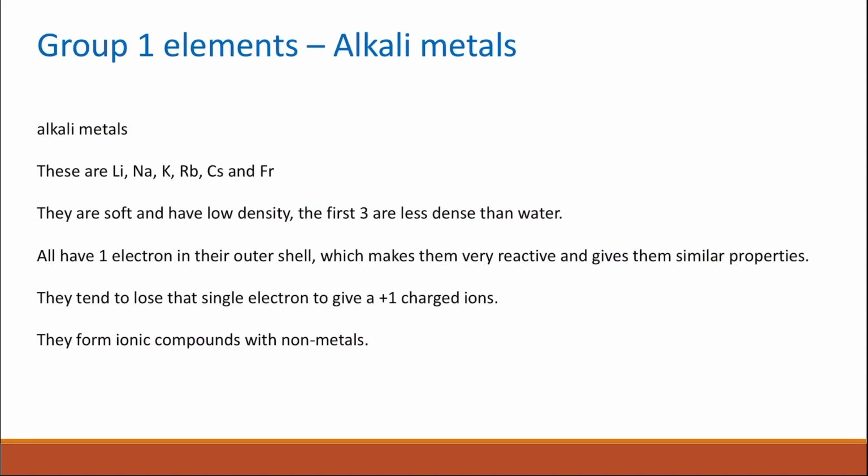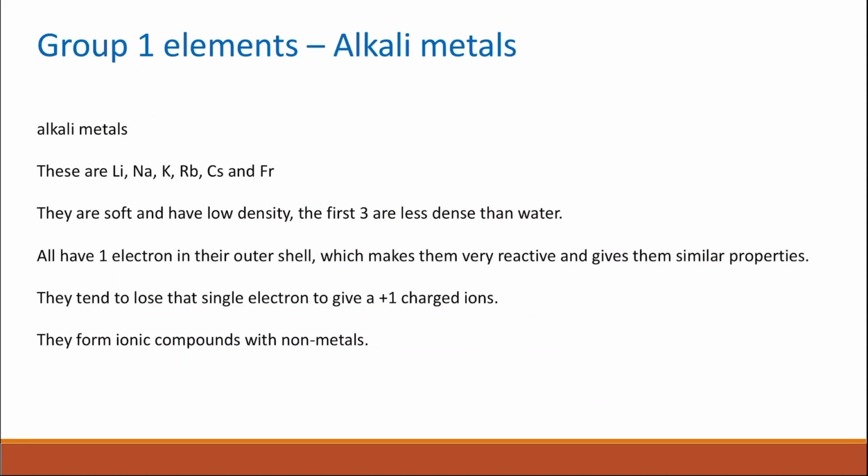The alkali metals are all metals, and they are soft and have low density. Actually, the first elements in the group are less dense than water, so they will float on water. They have similar chemical properties because they have one electron in their outer shell.